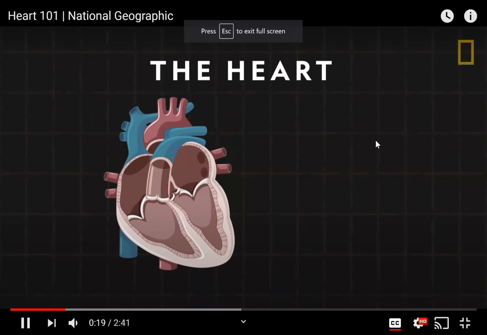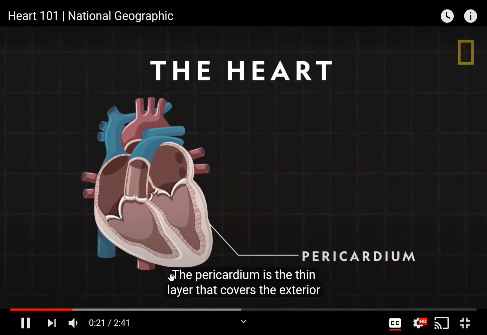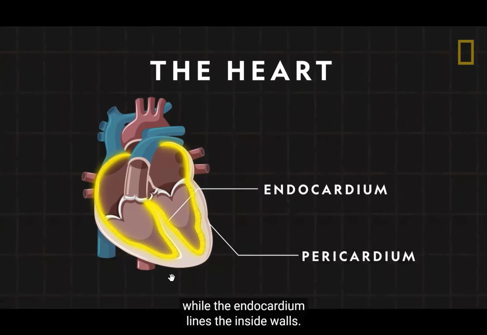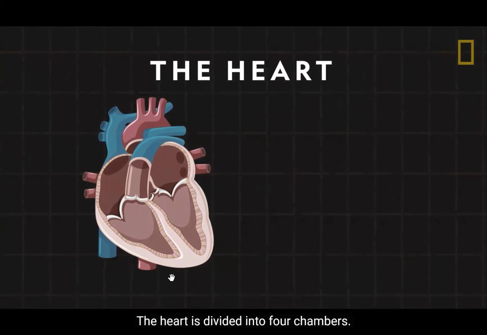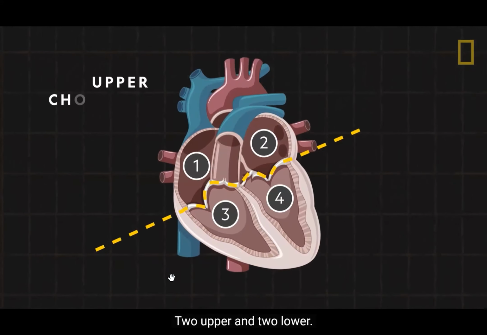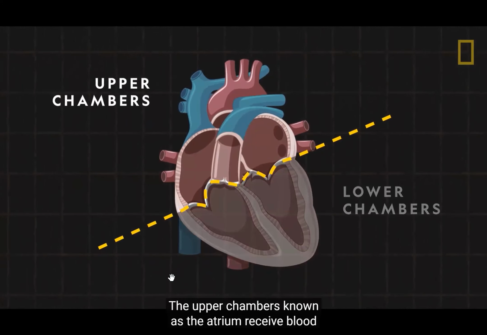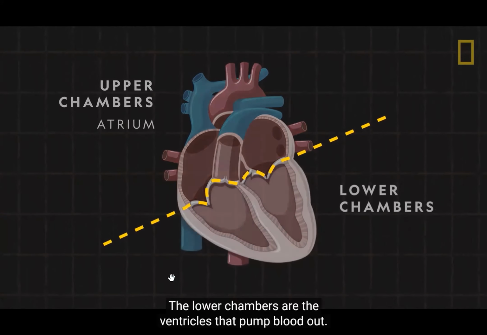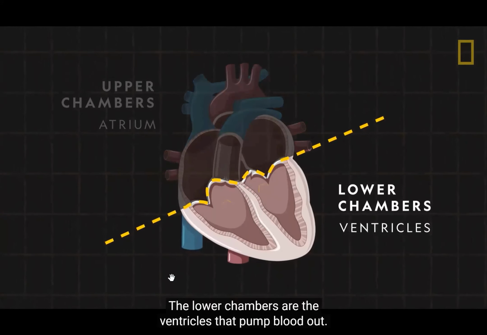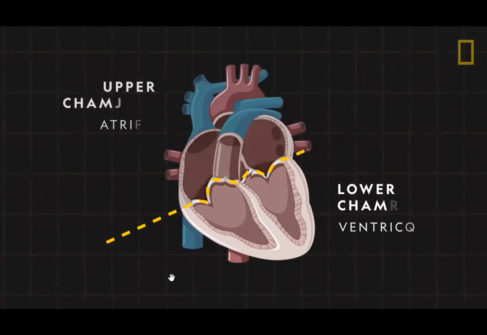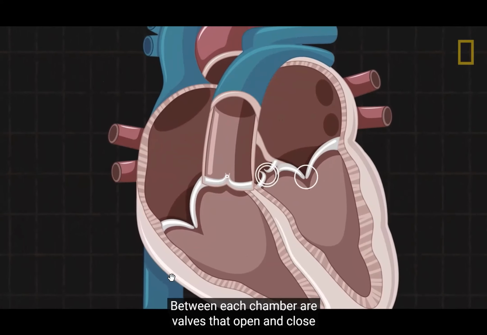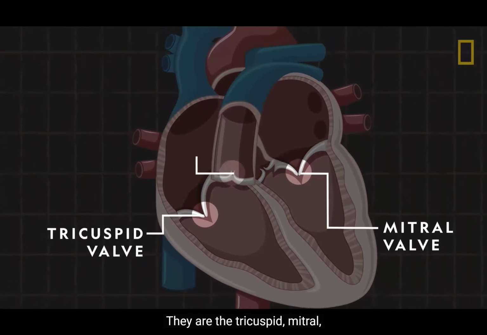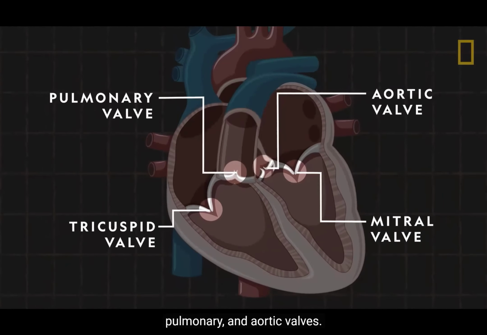Of muscle. The pericardium is the thin layer that covers the exterior, while the endocardium lines the inside walls. The heart is divided into 4 chambers, 2 upper and 2 lower. The upper chambers, known as the atrium, receive blood coming into the heart. The lower chambers are the ventricles that pump blood out. Between each chamber are valves that open and close and help keep the blood moving. They are the tricuspid, mitral, pulmonary, and aortic valves.